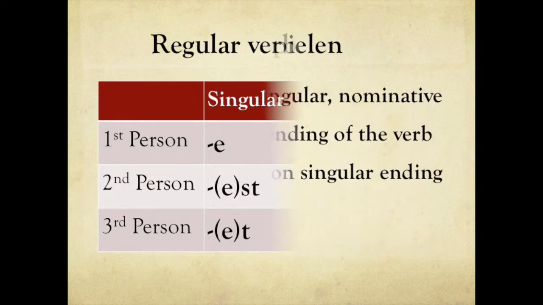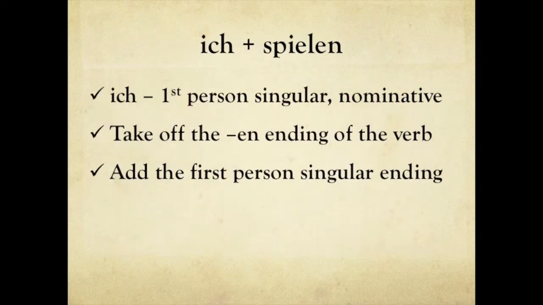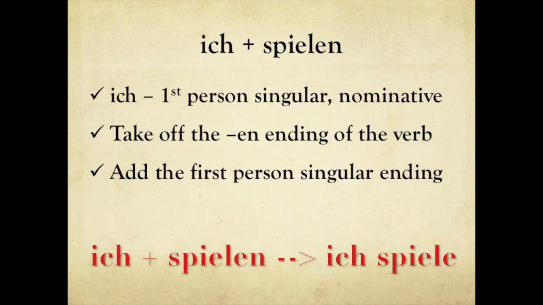So if we conjugate the verb spielen, to play, for example, with the ich, with the first person singular in the nominative, we take off the en ending of the verb and add the first person singular ending. So ich plus spielen becomes ich spiele.